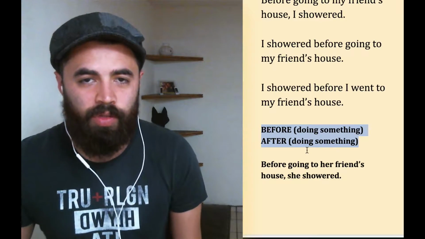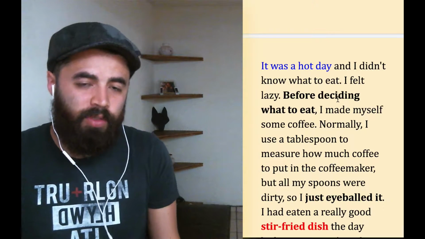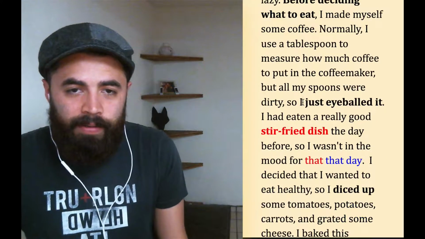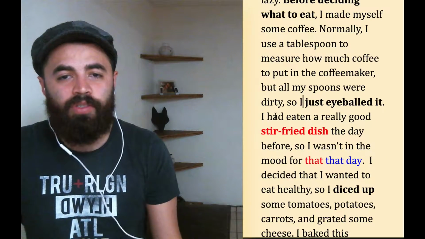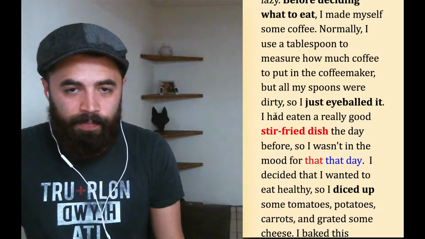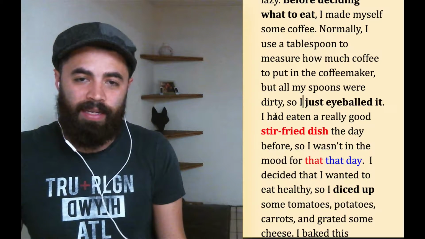Now, let's go back to the story. Let's scroll up, and maybe now it makes sense why I used the ing. So, I'll read it again. It was a hot day and I didn't know what to eat. I felt lazy. Before deciding what to eat, I made myself some coffee. Normally, I use a tablespoon to measure how much coffee to put in the coffee maker, but all my spoons were dirty, so I just eyeballed it. We're using the vocabulary here. I had eaten a really good stir-fried dish the day before, so I wasn't in the mood for that day.